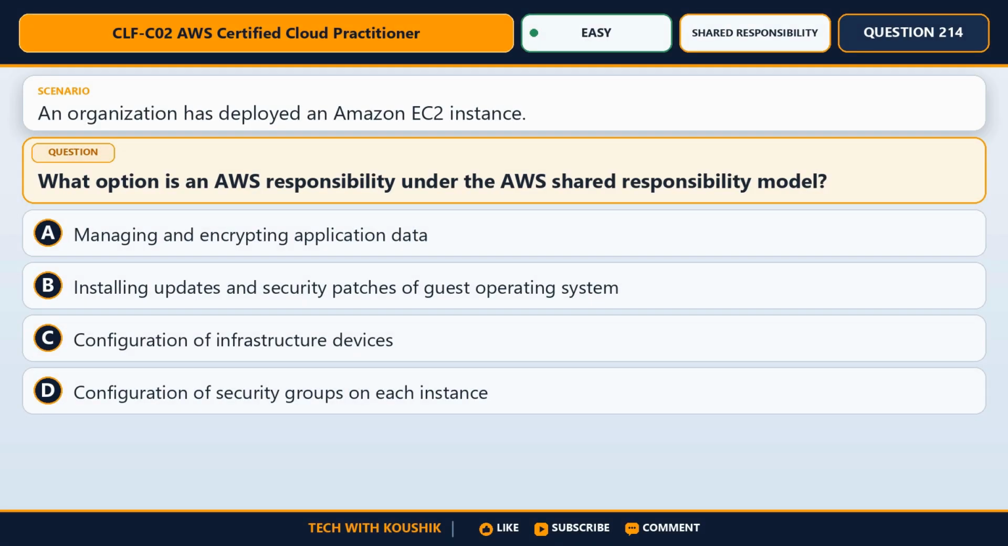Question number 214. An organization has deployed an Amazon EC2 instance. What option is an AWS responsibility under the AWS shared responsibility model? Option A. Managing and encrypting application data. Option B. Installing updates and security patches of guest operating system. Option C. Configuration of infrastructure devices. Option D. Configuration of security groups on each instance.